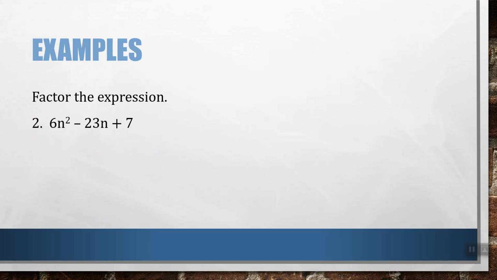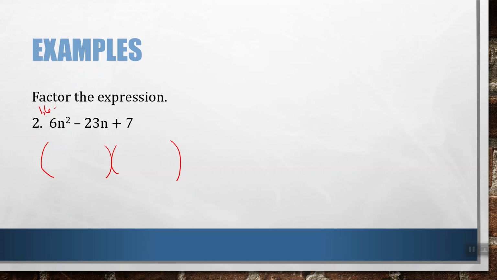So let's try another one. 6n squared minus 23n plus 7. So we're going to write down our two sets of parentheses. I do tell students this also. Start with a prime number if there is one, because there's only one set of factors, and you can put it in its place, and then you don't have to move it again, and you can just be switching the other factors. So let's start with 6.